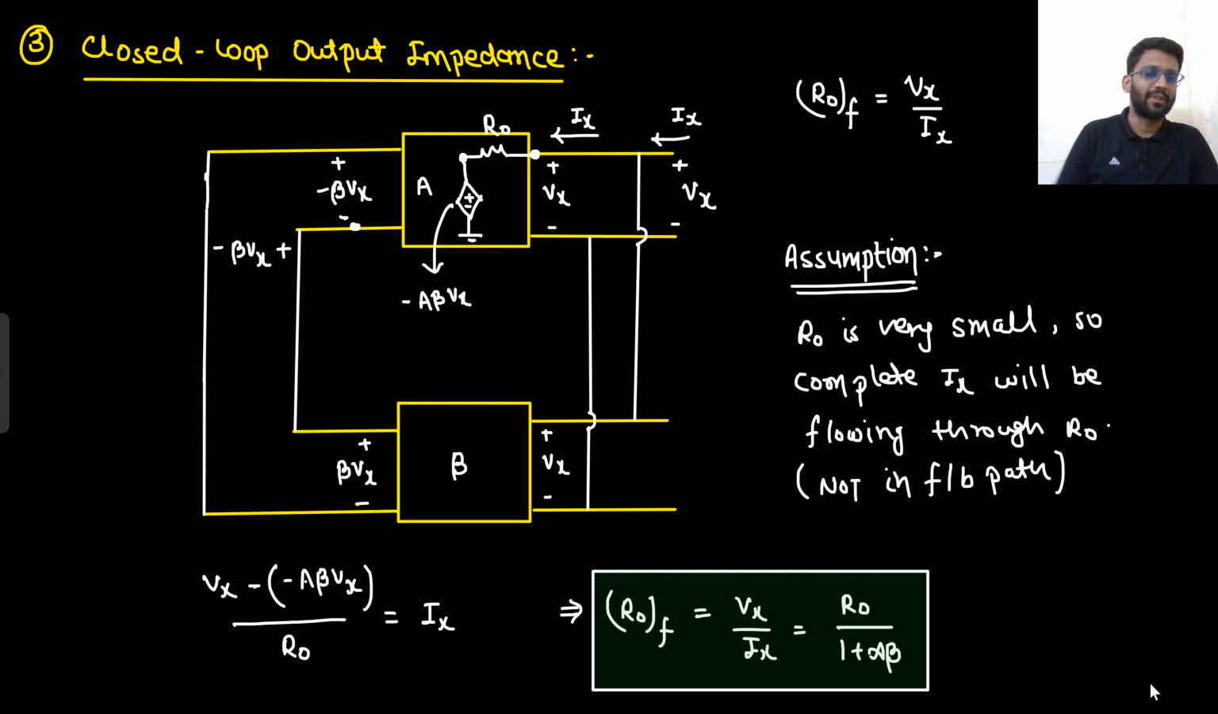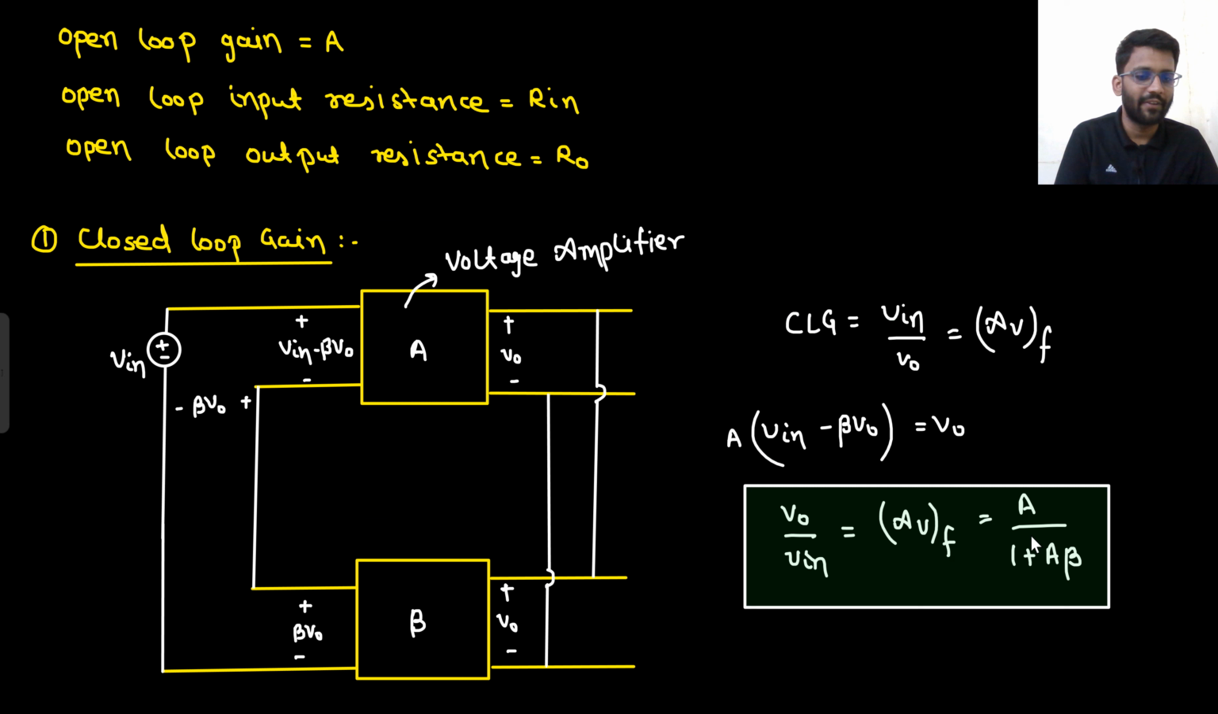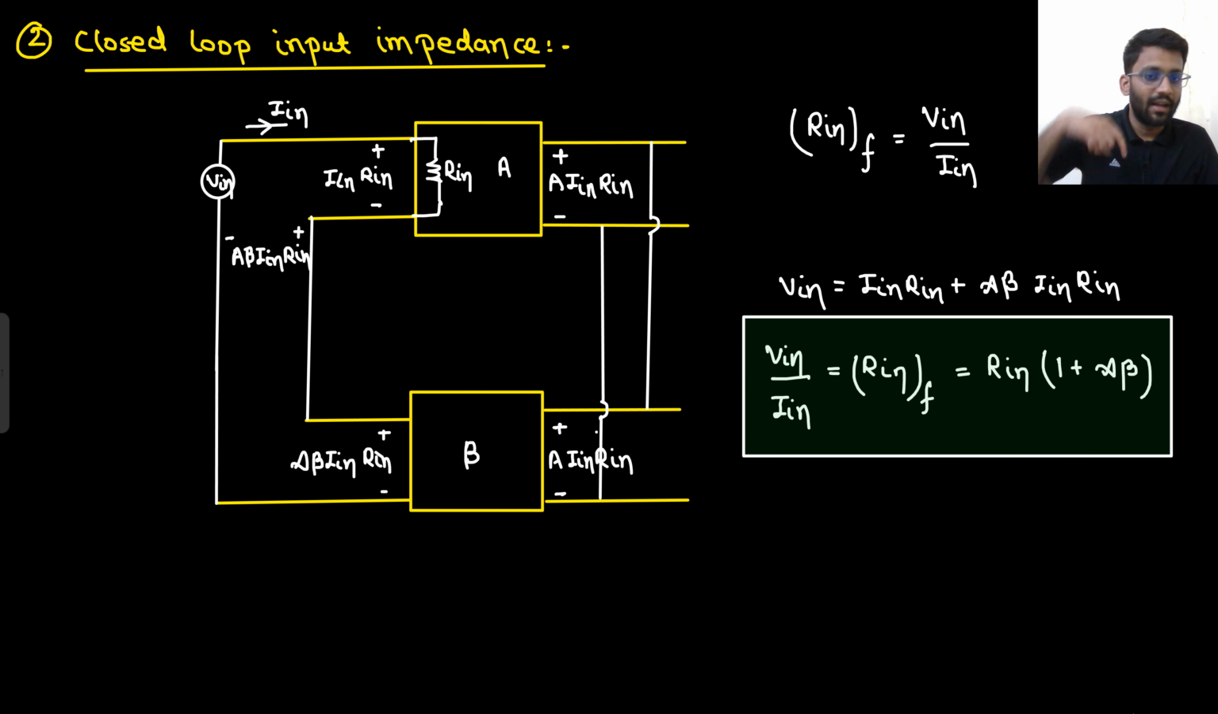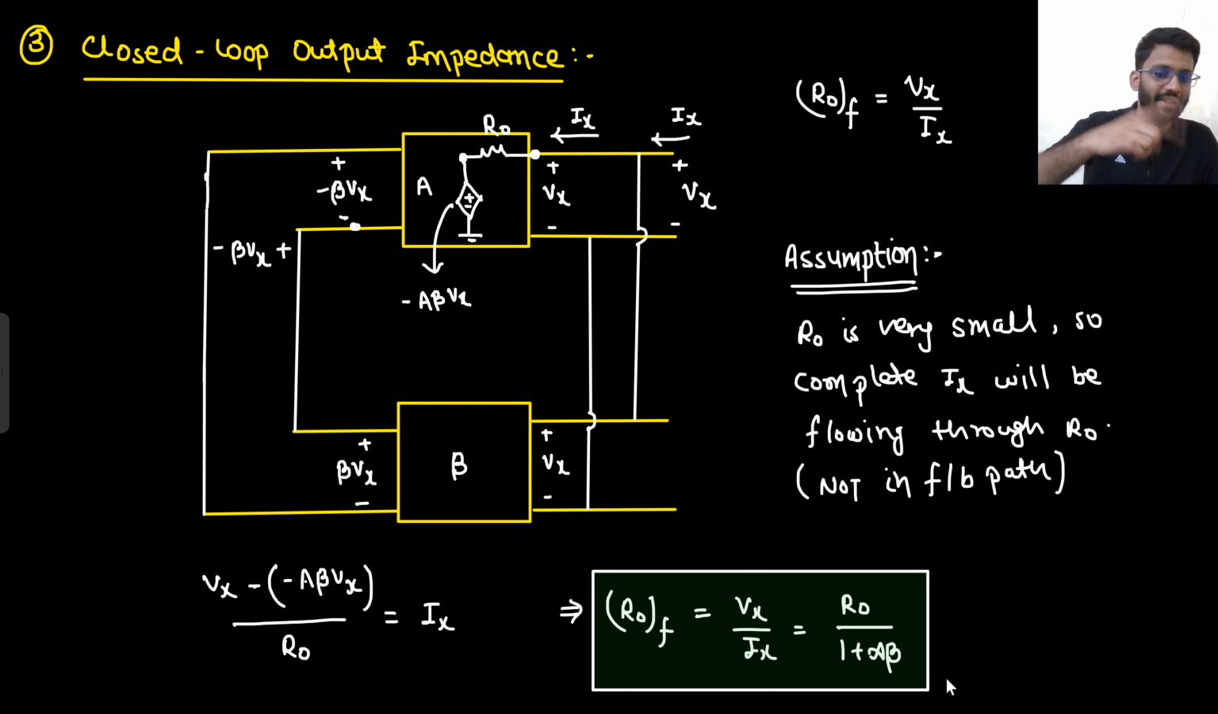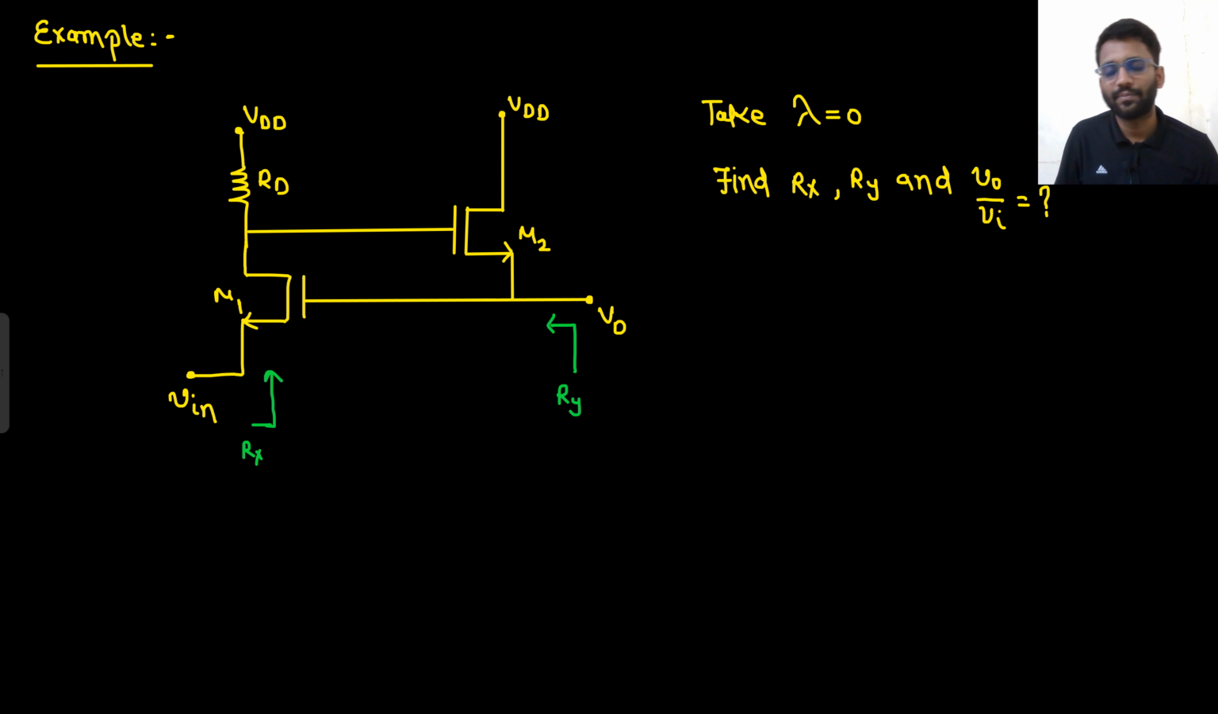So these are the three expressions. What about the gain? Gain is reduced by a factor of 1 plus A beta. Input impedance is increased by a factor of 1 plus A beta and output impedance is decreased by a factor of 1 plus A beta. Say yes or no. Let's see an example.